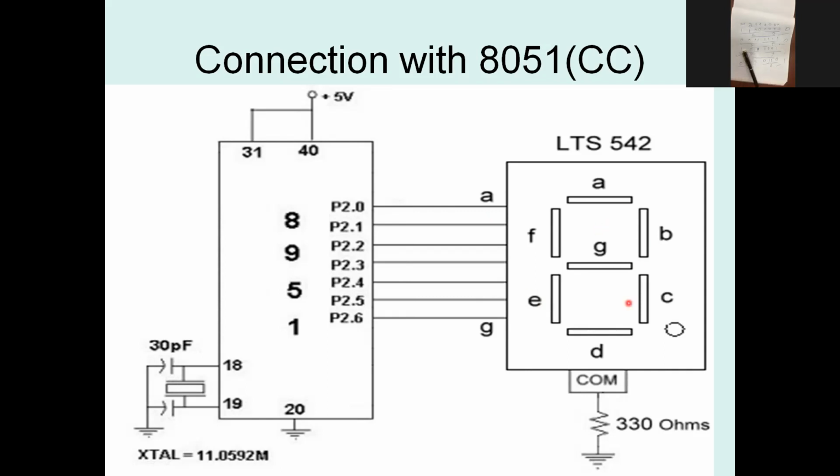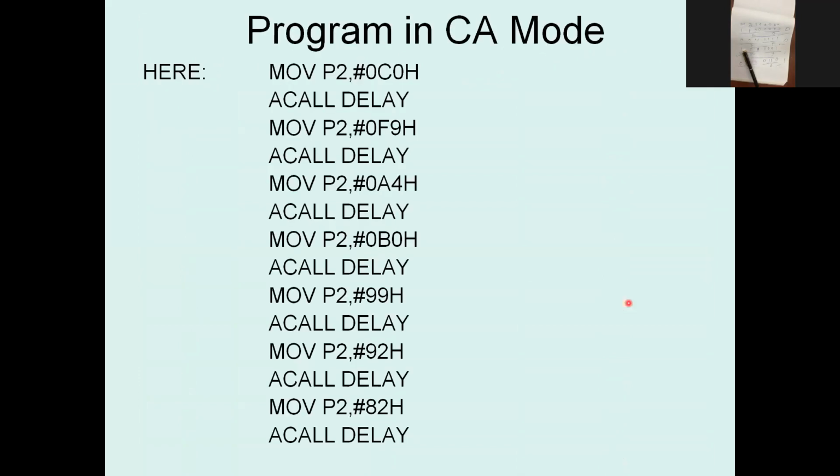Okay, just go into the program. So this is a CA mode program. In the CA mode program, you can see MOV P2, #C0. If I give port 2 the value C0, what will be displayed? MOV P2, C0 means port 2 will receive C0. If C0 is given to the connected 7 segment, what will be displayed?